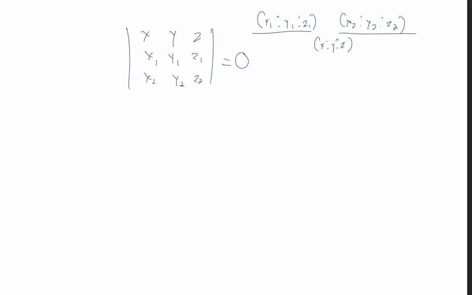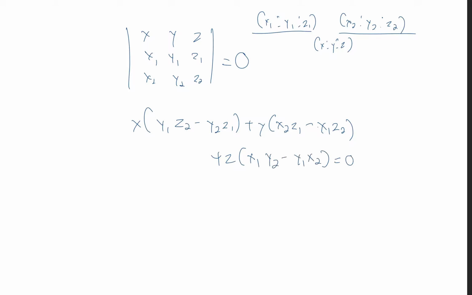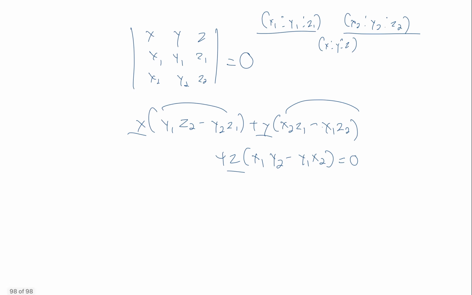And let's expand out this determinant. So it's x times (y1 z2 minus y2 z1) plus y times (x2 z1 minus x1 z2) plus z times (x1 y2 minus y1 x2) is equal to 0. And all we care about is the degree of this statement. Actually, all we care about is the degree of x, y, and z, because recall that it's equivalent to the maximum degree of these.